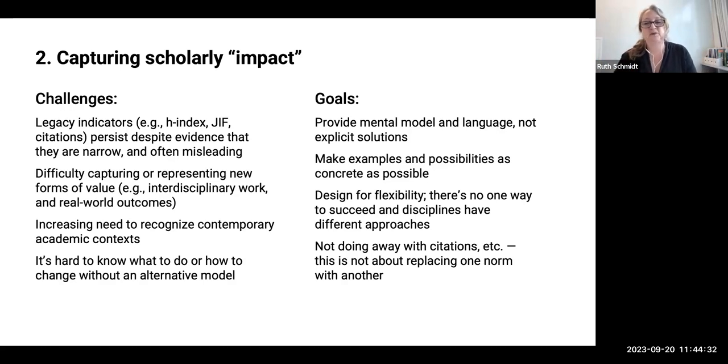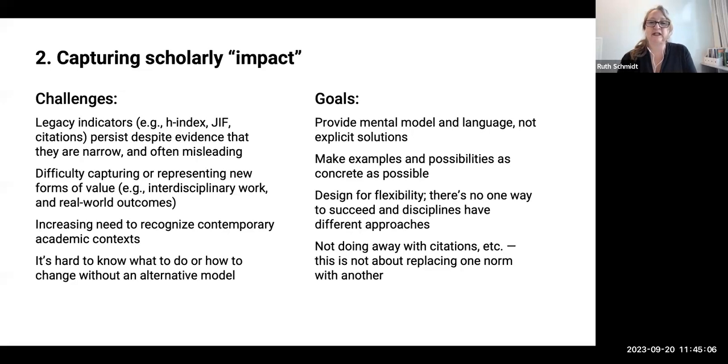But again, as with the SPACE tool, we recognize that without seeing an alternative model, it's very difficult to just decide that there's going to be a change. So with those challenges in mind, one of the goals we wanted to address was being able to present a different mental model, a different structure and way of thinking of how we might consider what impact looks like. You'll notice again here that this idea of concreteness and flexibility is a continuing principle that we think was very important, with the recognition that institutions are all quite different and disciplines are quite different.